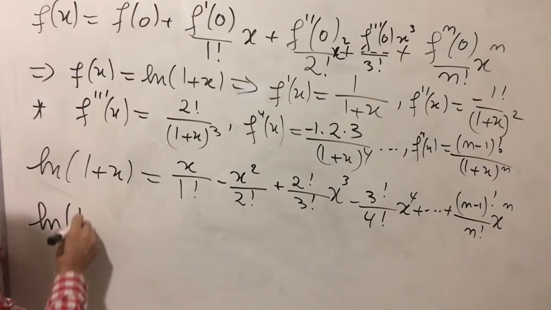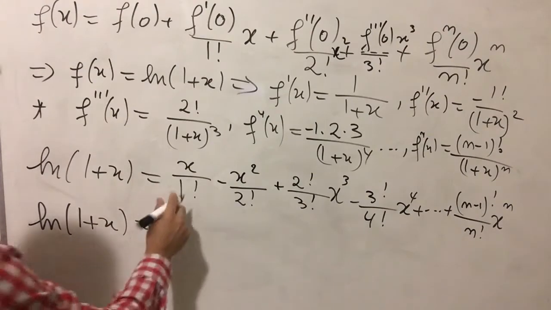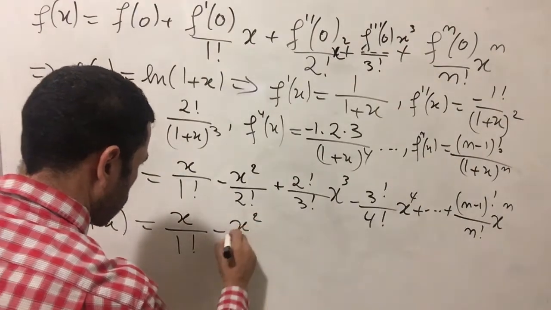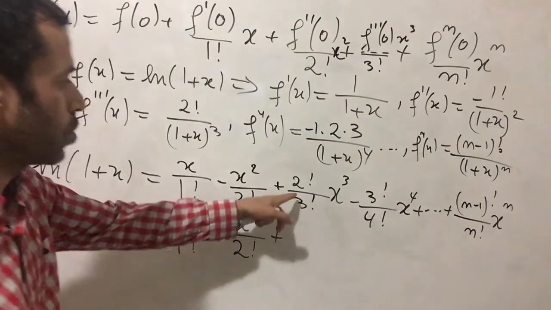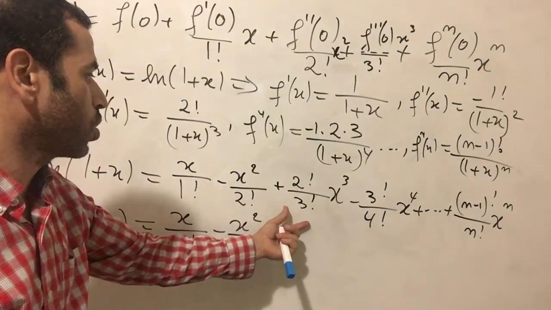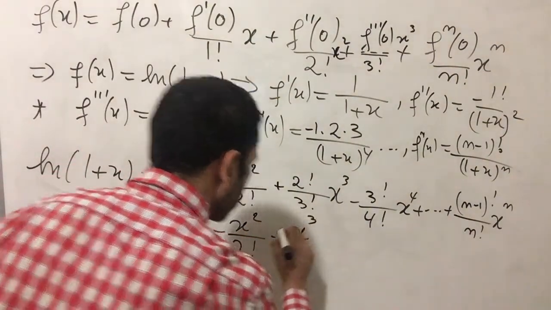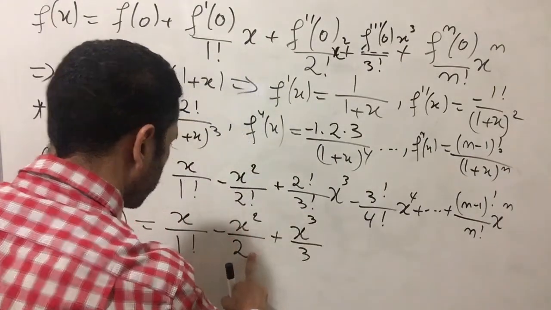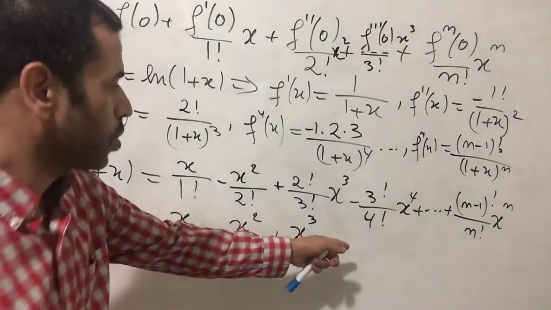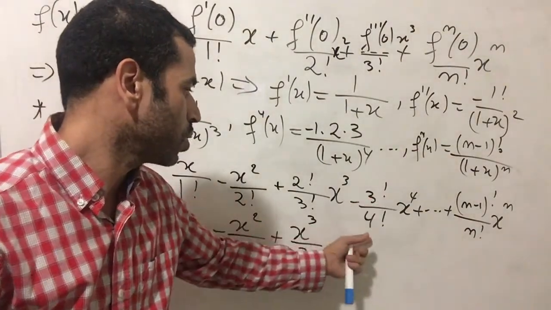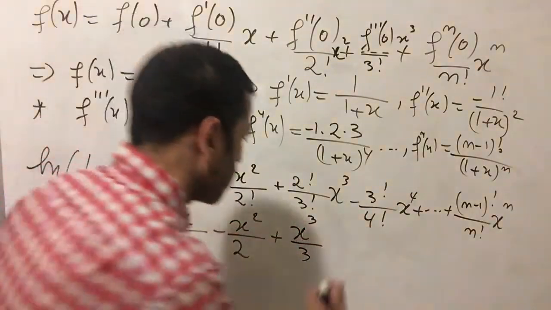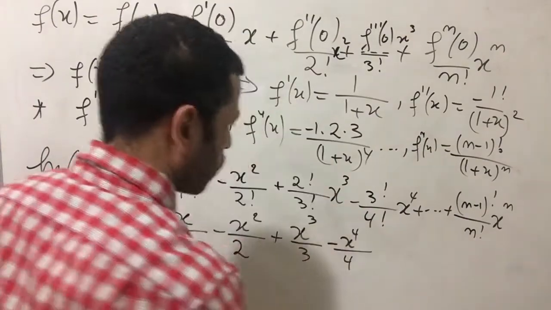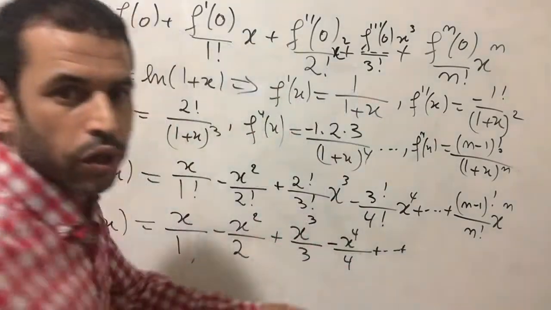So natural log of 1 plus x equals x over 1 factorial minus x squared over 2 factorial. I'm going to simplify this one. 2 factorial will simplify with 2 factorial, and I will have x cubed over 3. 2 factorial becomes 2, 1 factorial becomes 1. For the fourth term, I'm going to simplify 3 factorial from numerator and denominator, and I will have minus x to the fourth over 4, and so on all the way down until you get the last term.